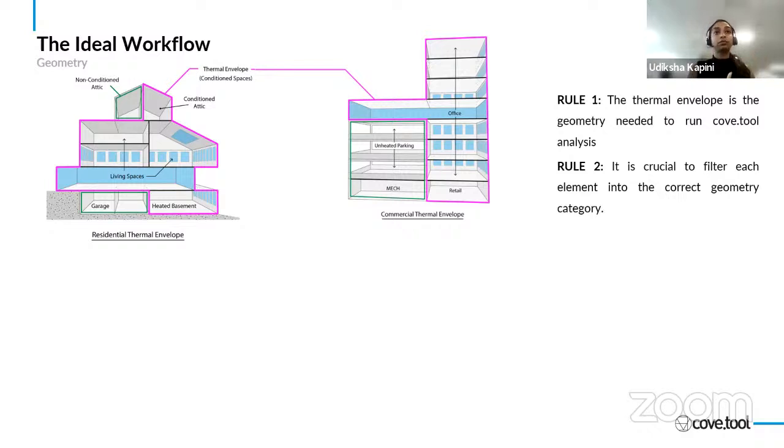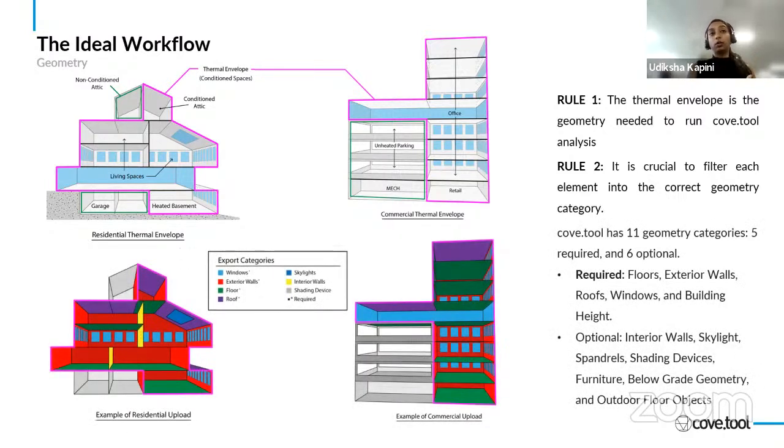When you look at all the categories within that thermal envelope, we have 11 of them, of which 5 are required and 6 are optional. These categories are set up based on how they perform and how the thermal resistance is on the different categories. The 5 required ones are the exterior walls, the floor slabs, the roof slab, the glazing, of course, and the building height. With just these 5 minimum inputs, we are still able to run an energy and daylight model.